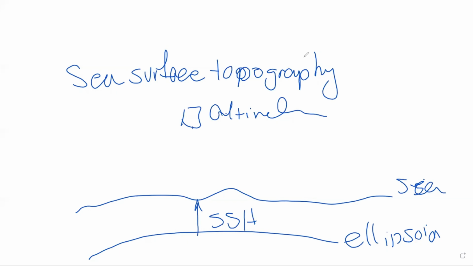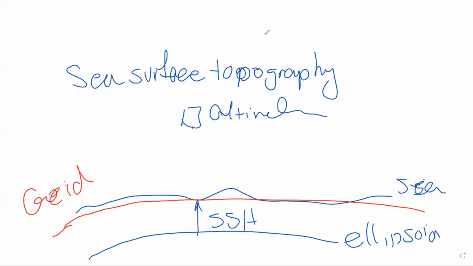But I know that there is a surface which has the best fit to the mean sea level, which is called the geoid. Yeah, this is the geoid. The geoid has the best fit to mean sea level. But we can say that the geoid can be an approximation of mean sea level.